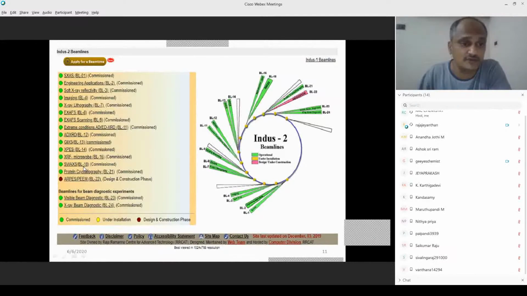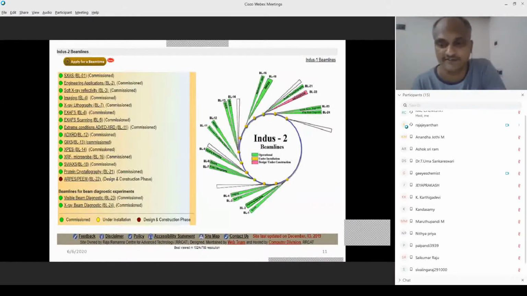The very interesting one is beam line 18 because it is called SWAXS, which means small and wide angle X-ray scattering. This technique is mostly used for analyzing non-crystalline materials, that is biological samples. It will provide information on the structure and dynamical processes of large molecular assemblies. And the next is beam line 21, which is to study the structure of proteins, that's why it is protein crystallography.